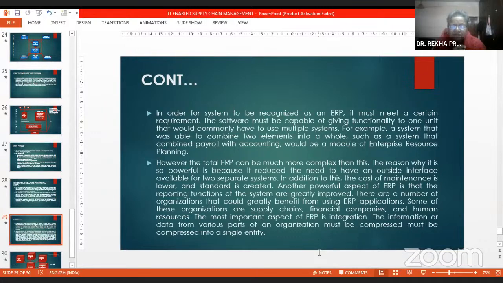In order for a system to be recognized as an ERP, it must meet a certain requirement. The software must be capable of giving functionality to one unit that would commonly have to use multiple systems. For example, a system that was able to combine two elements into a whole, such as a system that combined payroll with accounting, would be a module for enterprise resource planning.